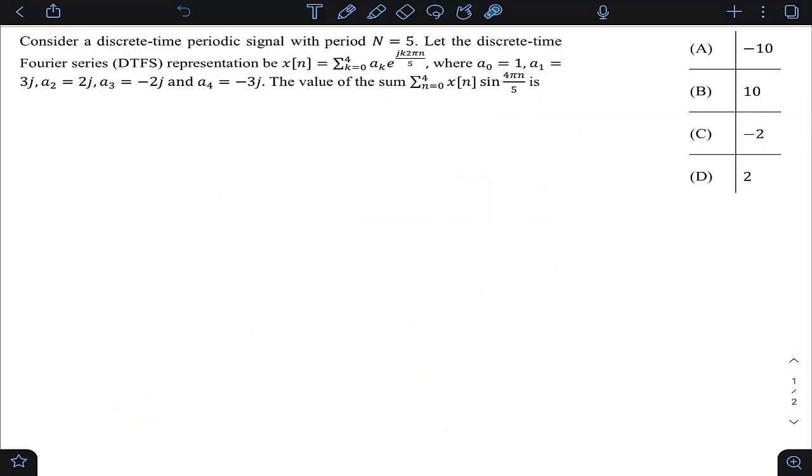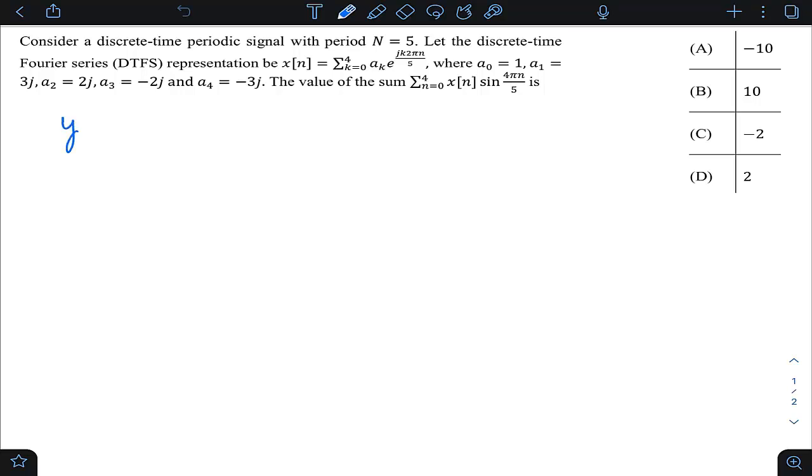This question is asked in GATE 23 of Electronics. This is from the Signals and Systems subject and from the DTFS topic. The question is, consider a discrete time periodic signal with period N equals 5. Let the discrete time Fourier series, DTFS, representation of x[n] be given by this equation, where a0 is 1, a1 is 3j, a2 is 2j, a3 is minus 2j, a4 is minus 3j. The value of the summation n equals 0 to 4 of x[n] times sin(4 pi n by 5) is what? So we are supposed to find what the value is.